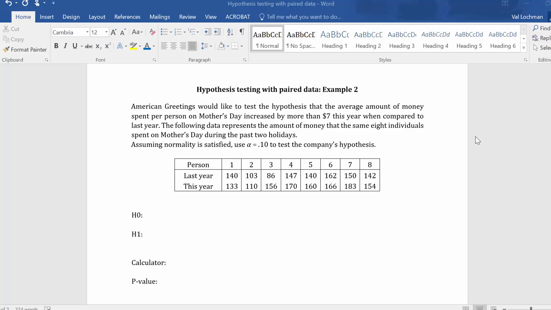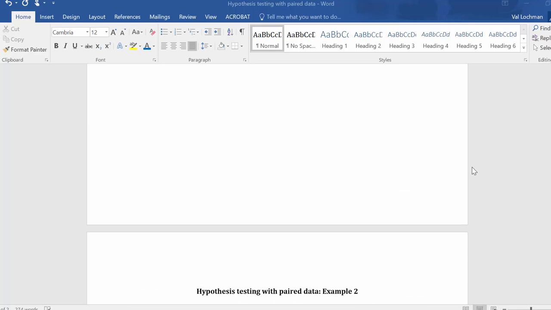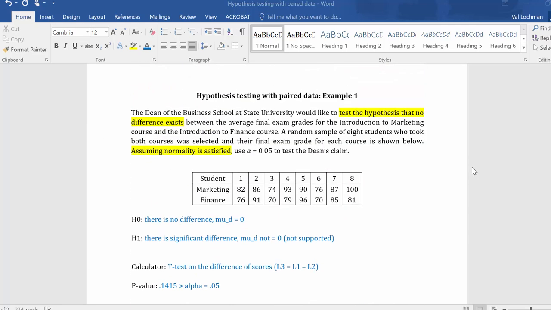This is the second part of the mini lecture on section 9.3, which is dealing with hypothesis testing with paired data. And let me just remind you that the first example that was solved was about grades for students in marketing and finance courses. And we determined that there was not a significant difference between these scores.